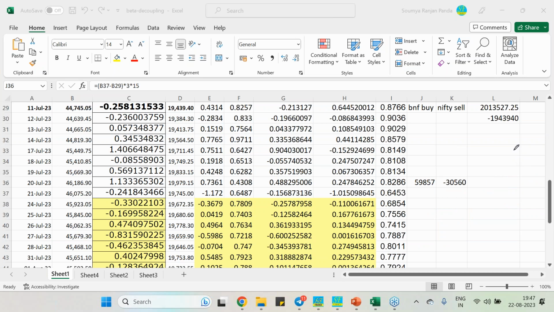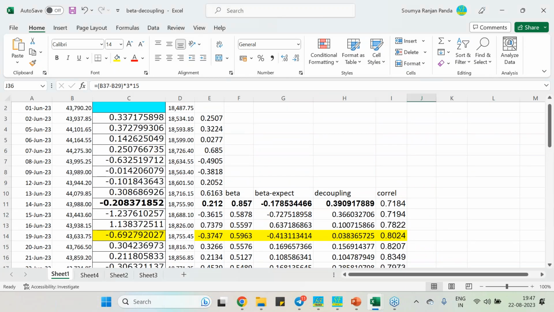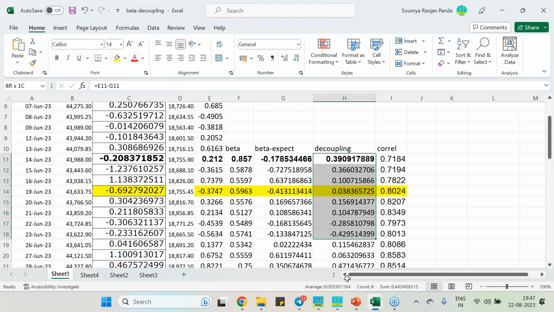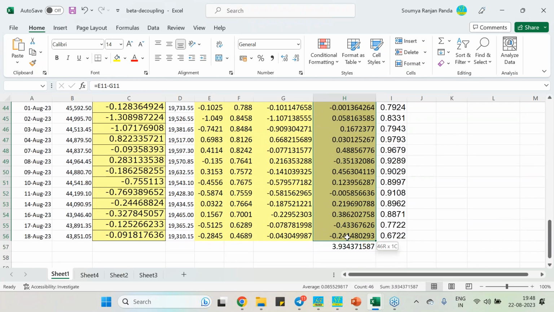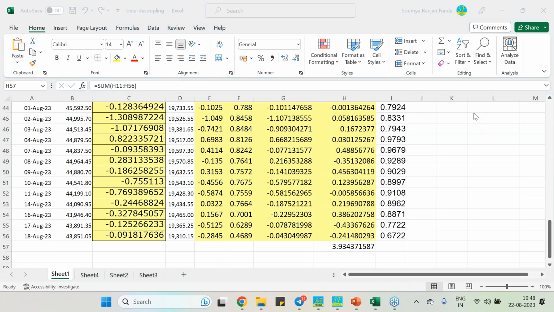Say the end of the month happened, say August is ending, what will we do? We have taken a sum of the things. So that particular one day's action you have seen. But if you sum all values till the 18th of August, it is giving 3.93. Beta decoupling has expanded. So by this time, if you compare, you will be at a loss.